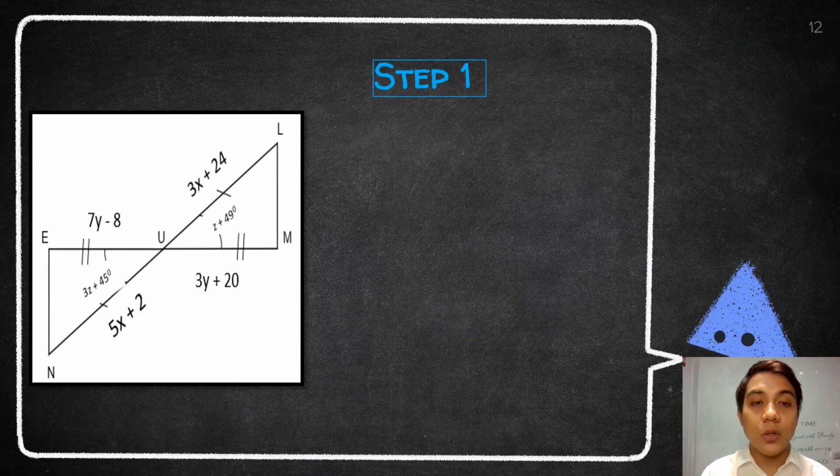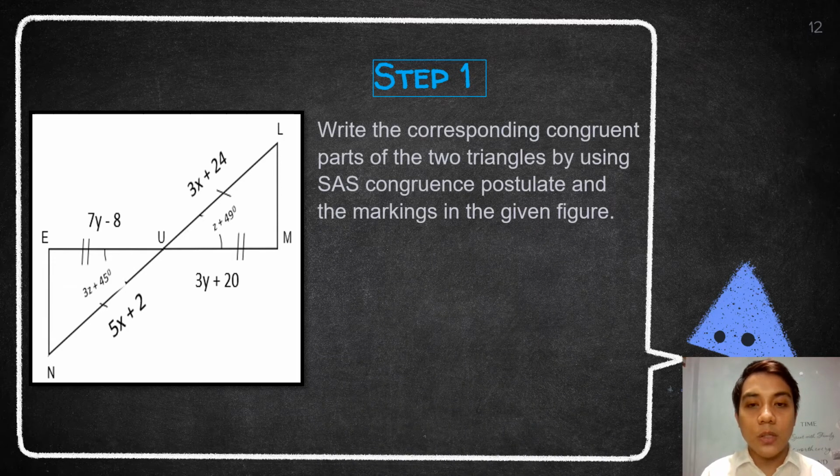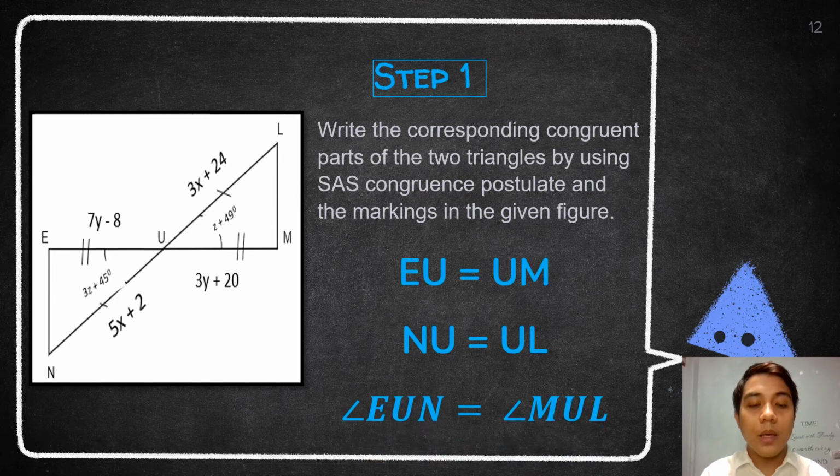For the solution of example number 3, step 1, write the corresponding congruent parts of the two triangles by using the SAS congruence postulate and the markings in the given figure. We have EU is equal to UM, NU is equal to UL, and angle EUN is equal to angle MUL.